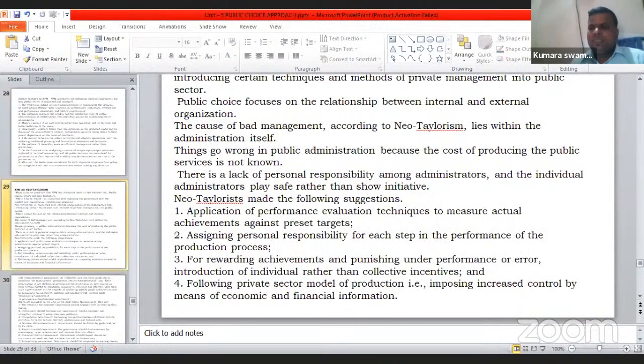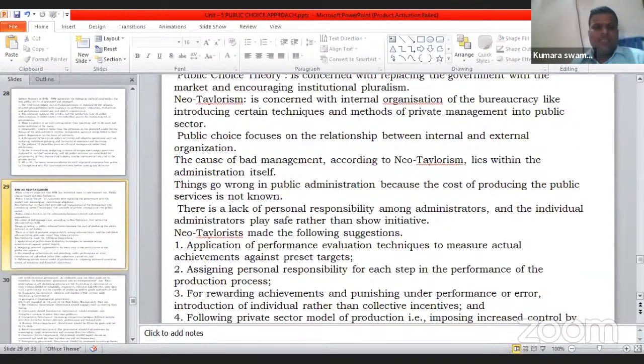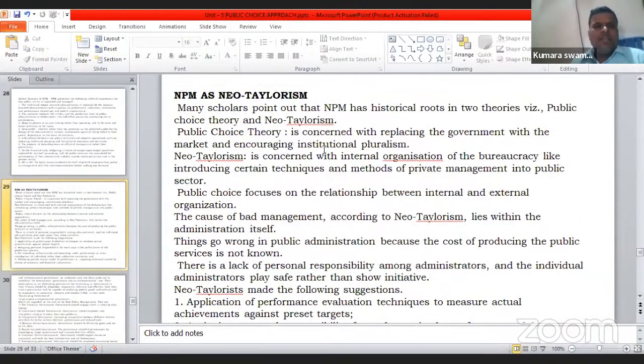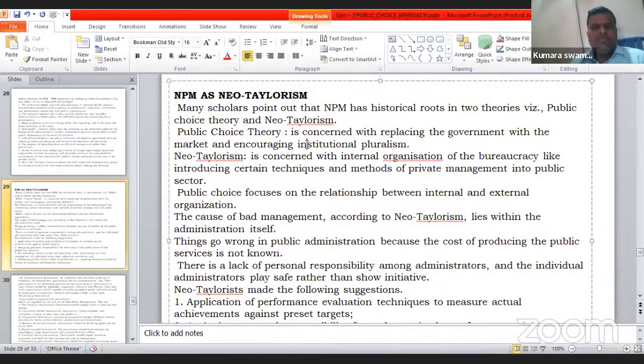And NPM, new public management, neo-Taylorism. What is neo-Taylorism? Many scholars point out that it has historical roots in two theories. Neo-Taylorism is one part of new public management. Public choice theory and neo-Taylorism are parts of new public management. Then what is neo-Taylorism? What is the public choice theory?